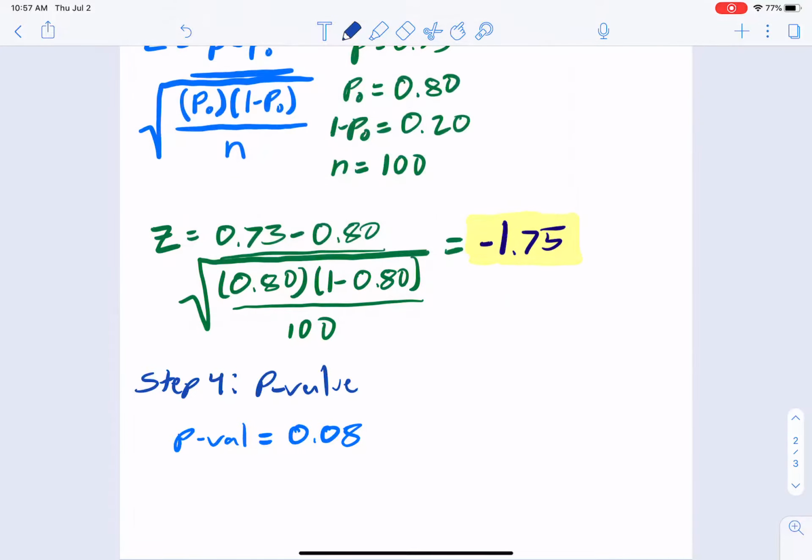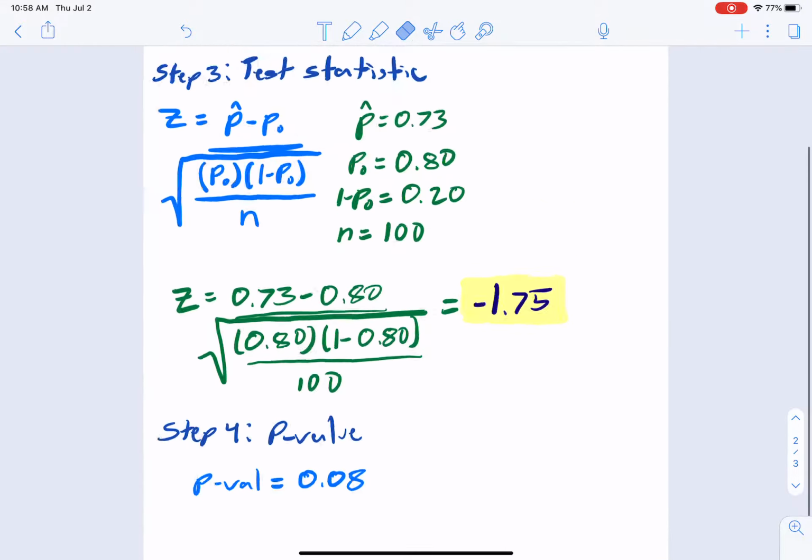Okay, so now what do we have to do? Well, we have to make a step 5 decision, right? Let me get a whole new page. Okay. Step 5, decision.